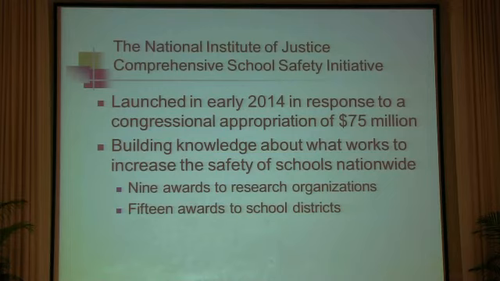So let me just end on a hopeful note. Within the next few years, we'll probably know a lot more about school climate effects on problem behavior than we know now, because the National Institute of Justice just launched its comprehensive school safety initiative. This is a large-scale research effort that should build knowledge about what works to increase safety in schools. It was just launched last year in response to a congressional appropriation of about $75 million. And under this initiative, NIJ has already funded 24 different research projects, 9 to research organizations, and 15 to school systems that are working closely with researchers.